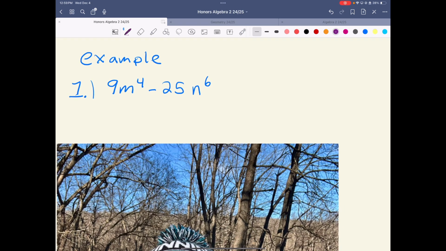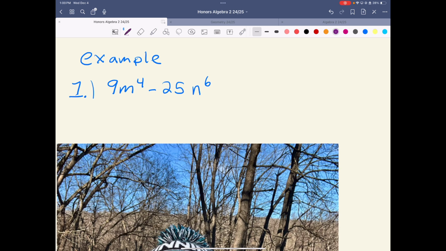So if we have 9m to the 4th minus 25n to the 6th, we got to figure out which one it is, if it's one of them at all. Look at the numbers. Don't look at the variables. If you look at the variables, it can mess you up. Look at the numbers. If the numbers are perfect squares, 9's a perfect square. 25 is a perfect square.